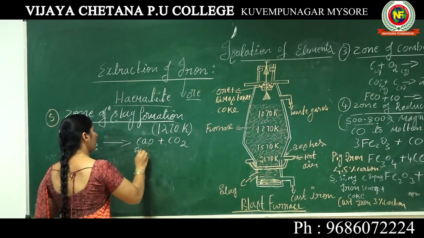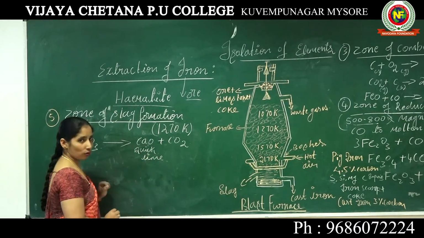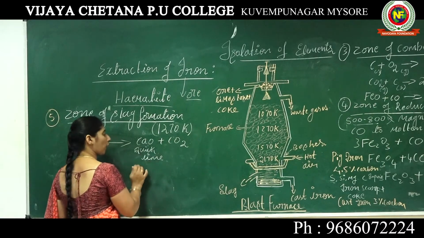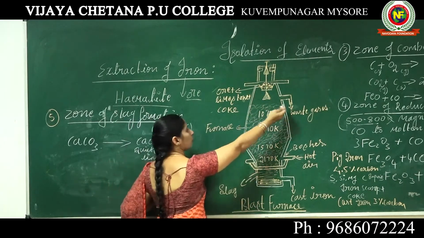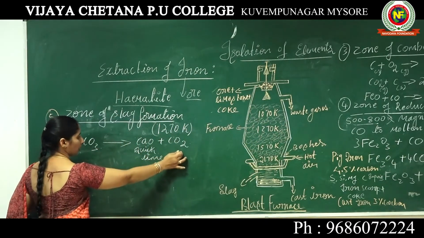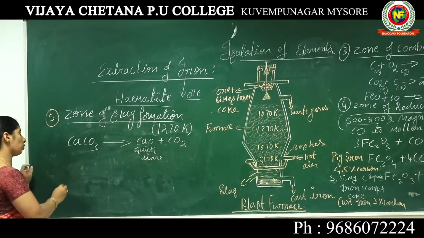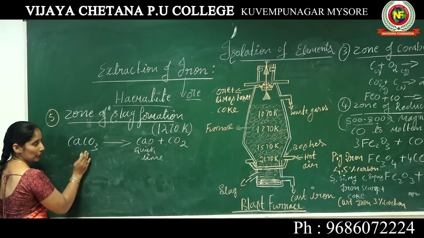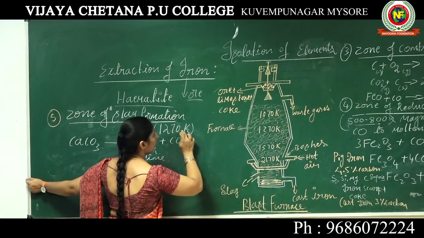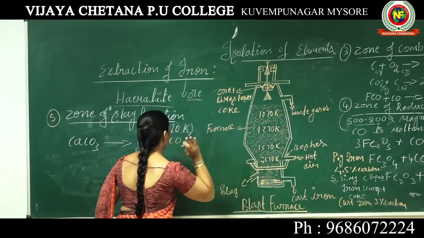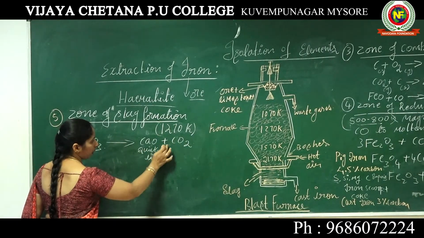CaO is nothing but the quicklime, or we call it calcium oxide, where the carbon dioxide gas will escape. It will come out through the waste gases. So the composition of the limestone is calcium carbonate, CaCO3. It will decompose at this temperature, 1270 Kelvin, to form quicklime or calcium oxide plus CO2 gas.